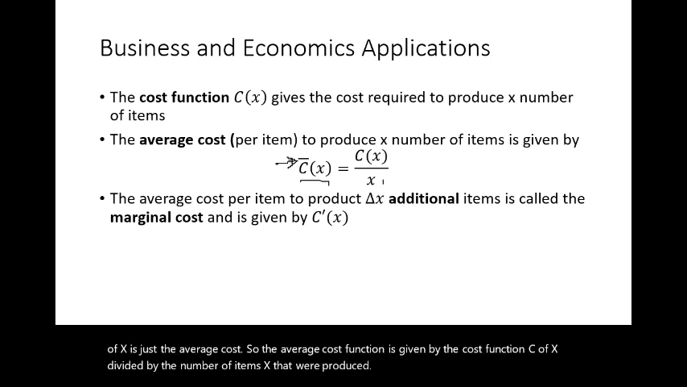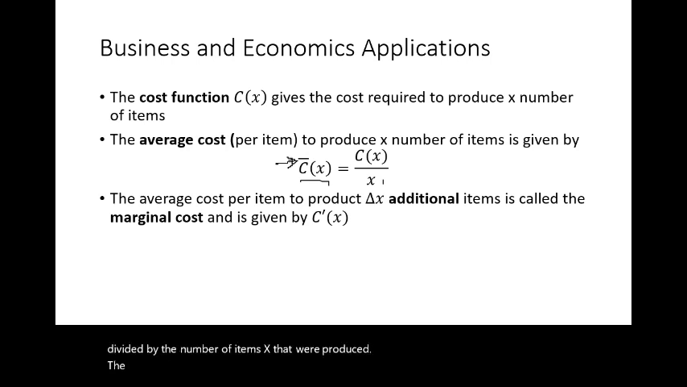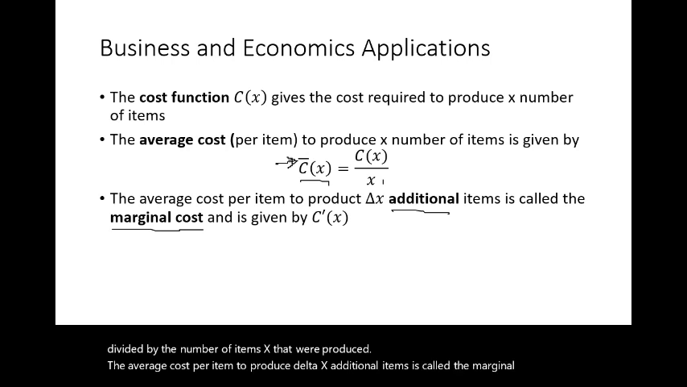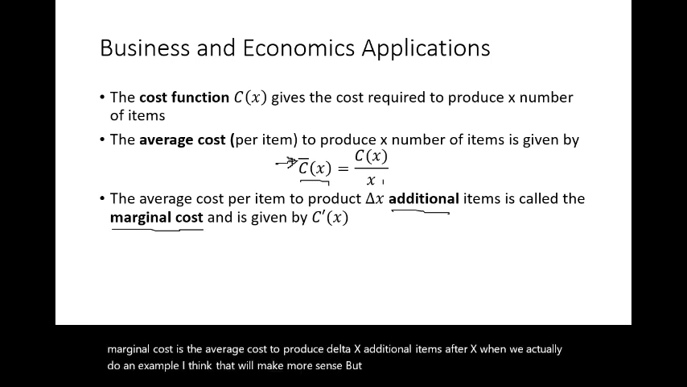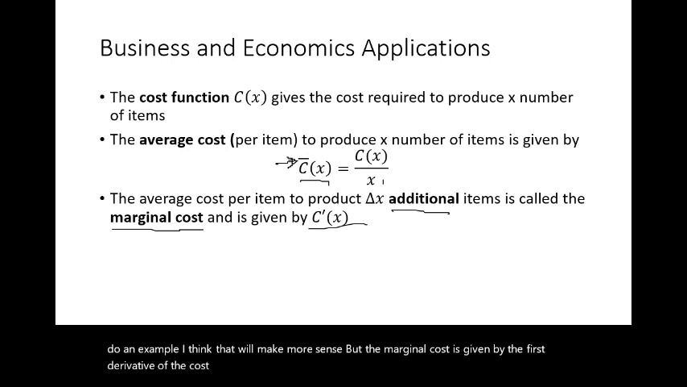Now, the average cost per item to produce delta x additional items is called the marginal cost. So the marginal cost is the average cost to produce delta x additional items after x. When we actually do an example, I think that will make more sense. But the marginal cost is given by the first derivative of the cost function, C prime of x.